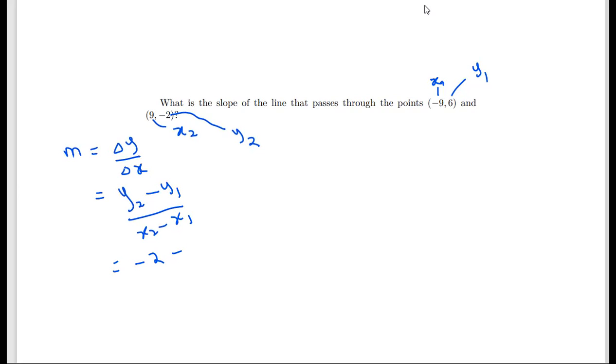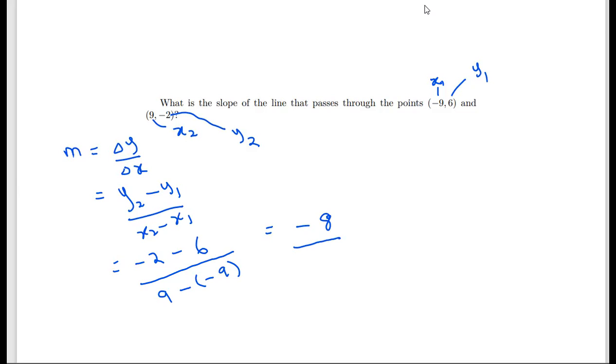So y2 is -2 minus y1, which is -6, divided by x2, which is 9, minus x1, which is -9. So a negative number minus a negative number, this becomes a -8. And I'll make another video to explain how you subtract and add negative numbers. So this is a -8.